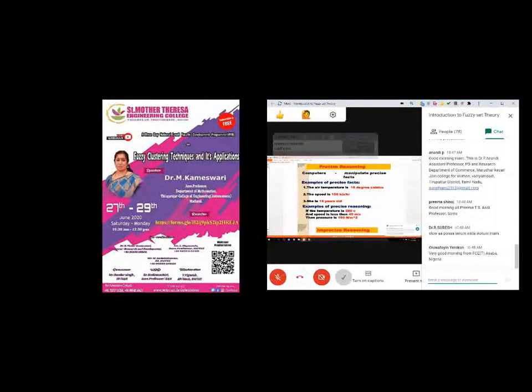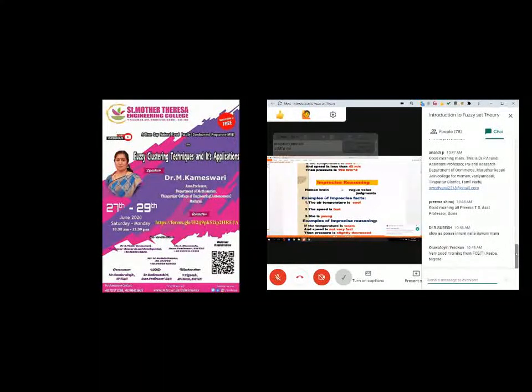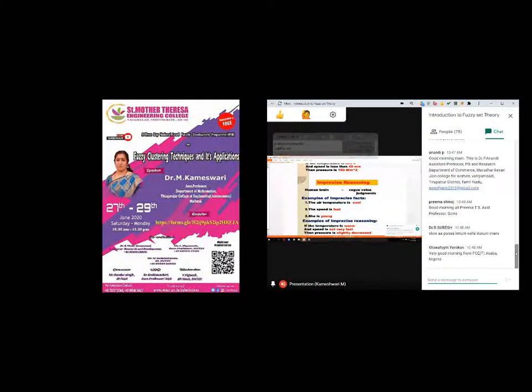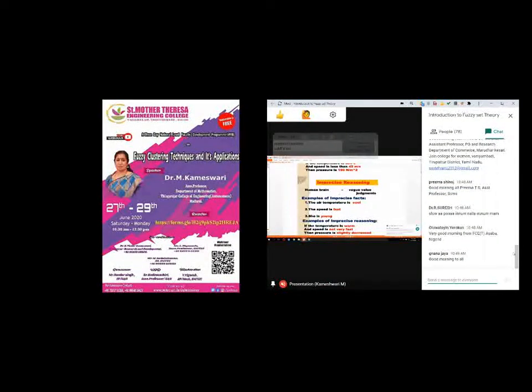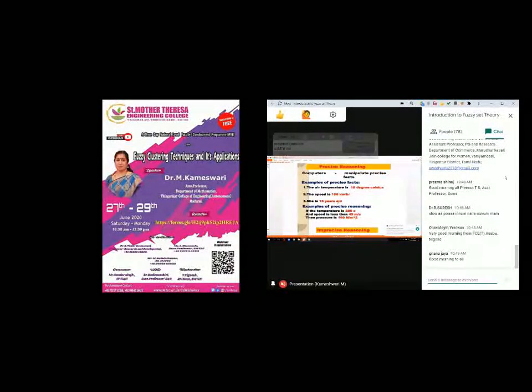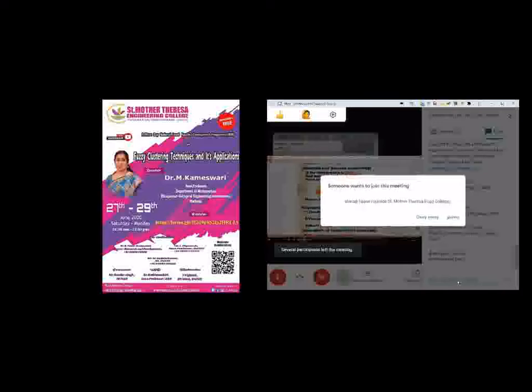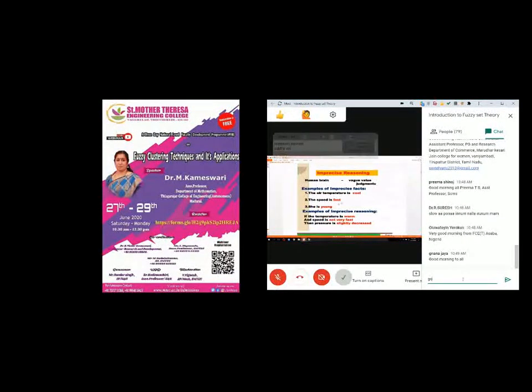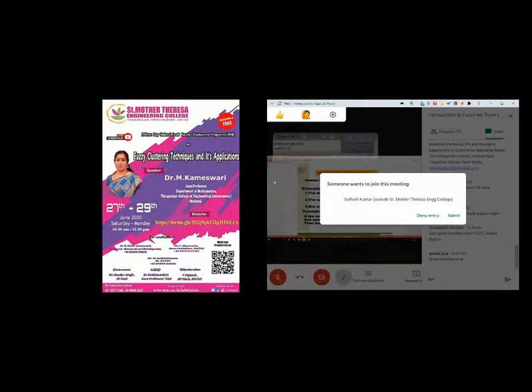What then is imprecise reasoning? Imprecise reasoning can be done by the human brain. That is, humans give judgments for vague values because it requires human intervention. A computer system cannot do this imprecise reasoning, but we are now trying to imitate the human brain through artificial intelligence, through data analytics and machine learning.